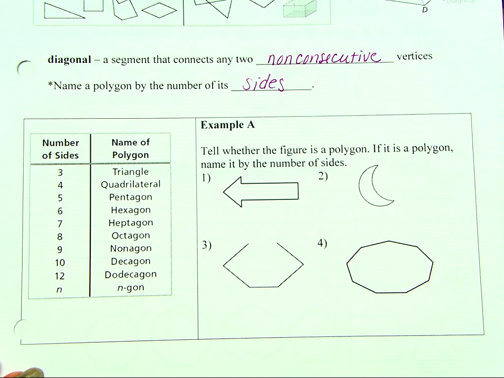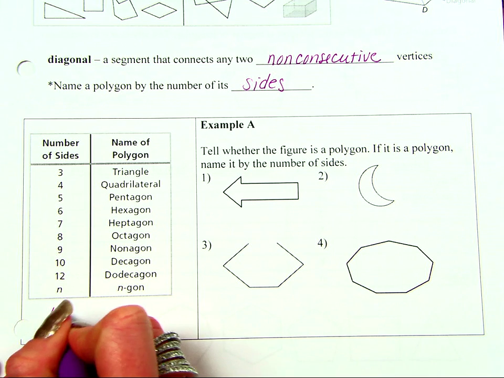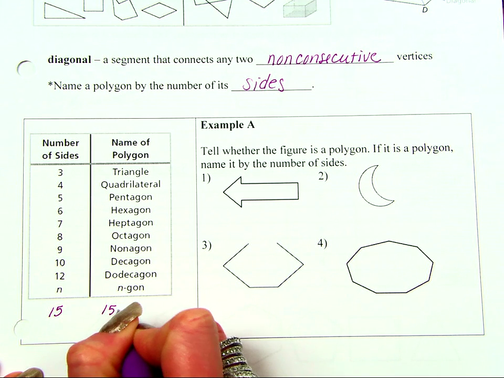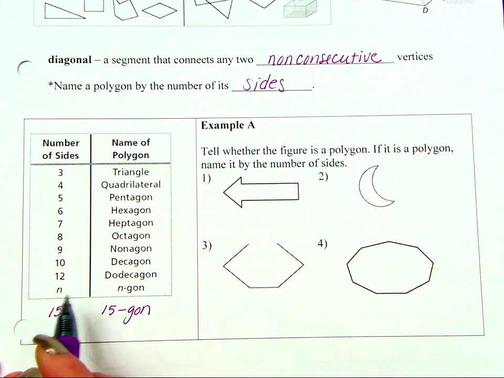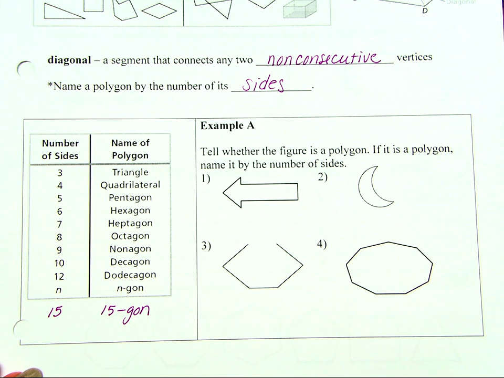Can you have a polygon that has more than 12 sides? Yes, you can, but there isn't a word name for that. So for example, if I had a polygon that had 15 sides, it would simply be called a 15-gon. N sides is an n-gon. Anything above 12 sides is going to be named in this fashion. 20 sides, 20-gon, and so on.